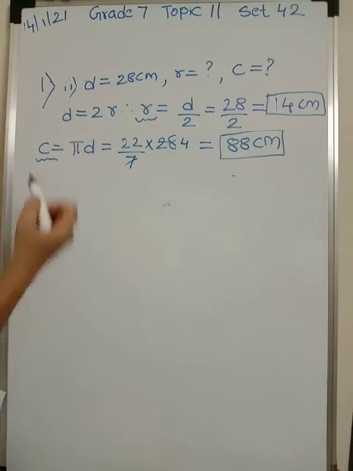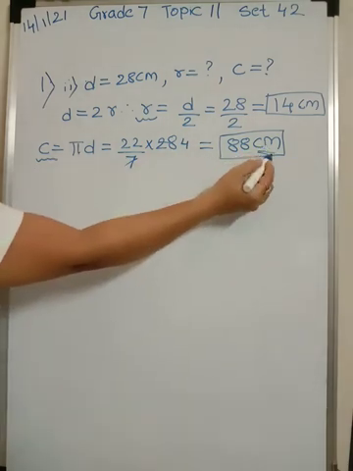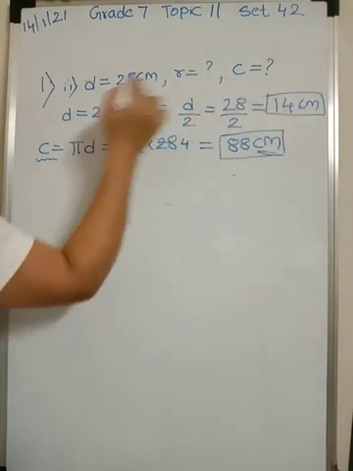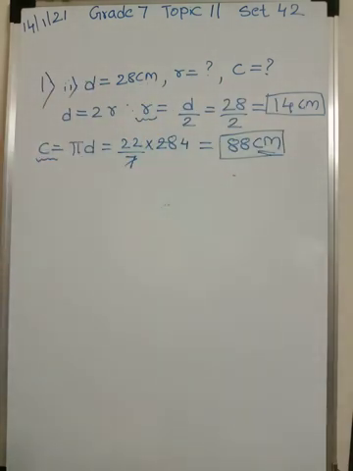Please look at the unit of circumference. It is centimeters. Radius and diameter unit is centimeters. Without unit, you won't get full marks.